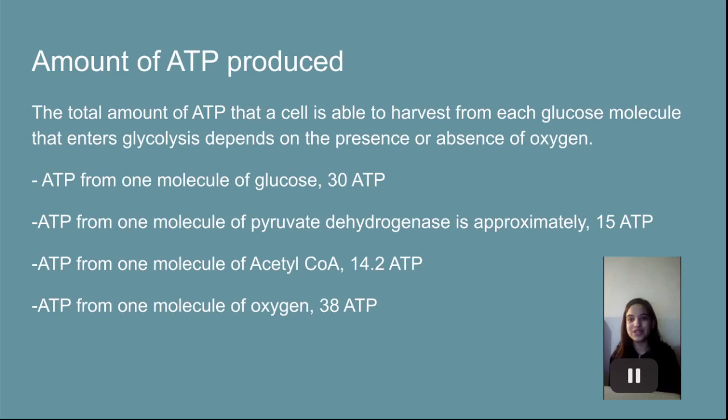Amount of ATP produced. The total amount of ATP that a cell is able to harvest from each glucose molecule that enters glycolysis depends on the presence or absence of oxygen. ATP from one molecule of glucose is 30 ATP. ATP from one molecule of pyruvate dehydrogenase is approximately 15 ATP. ATP from one molecule of acetyl-CoA is 40.2 ATP, and ATP from one molecule of oxygen is 38 ATP.